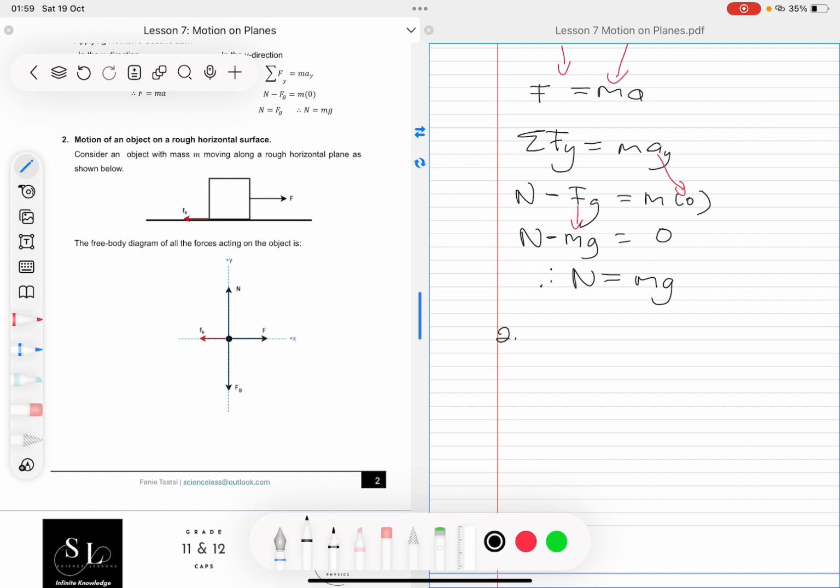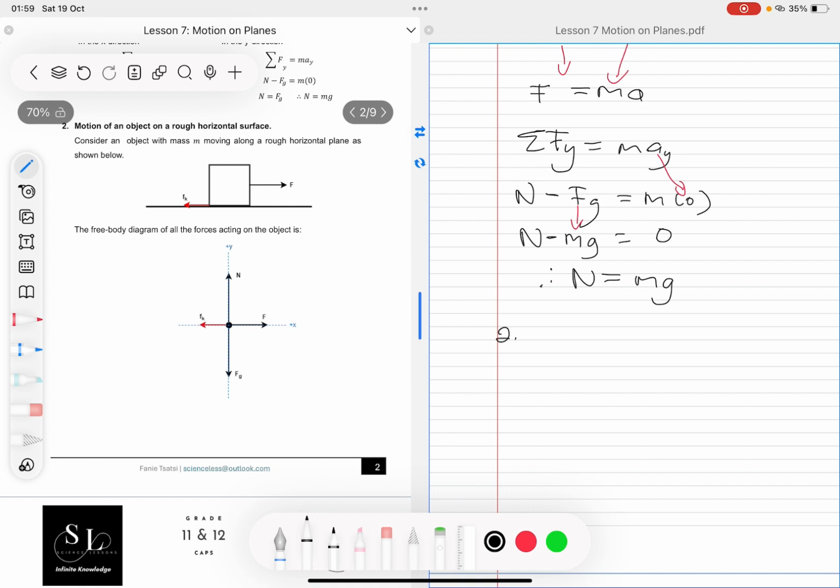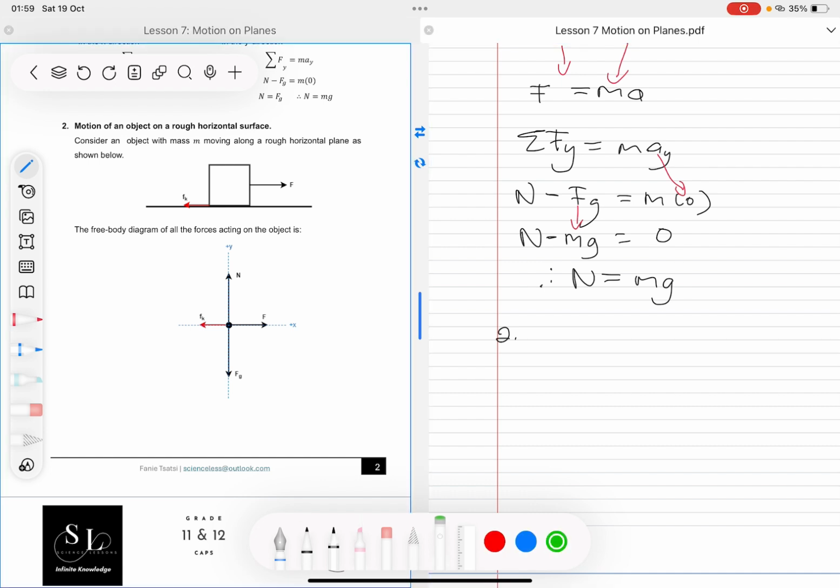The second scenario that you could have would be the motion of an object on a rough horizontal plane. Now when they say rough horizontal plane, already we know from when we discussed the different types of forces that it means here that we actually now have the coefficient of kinetic friction.